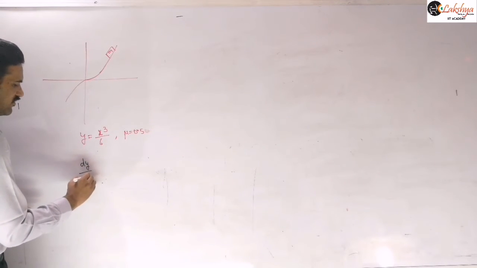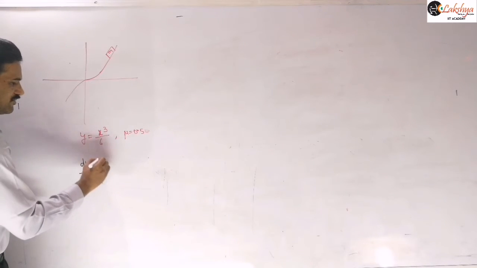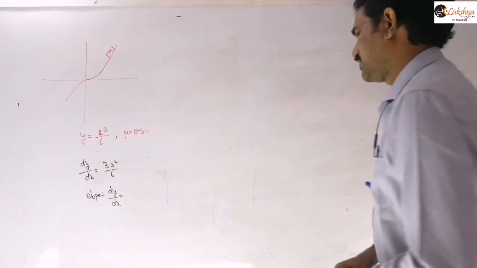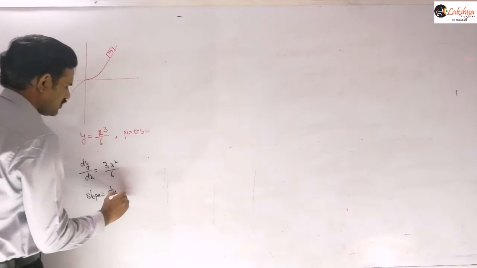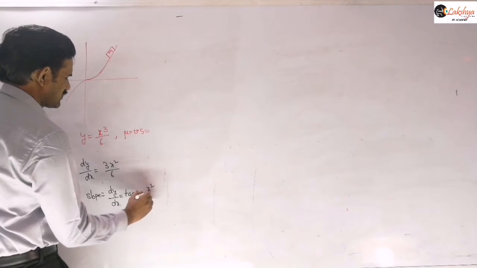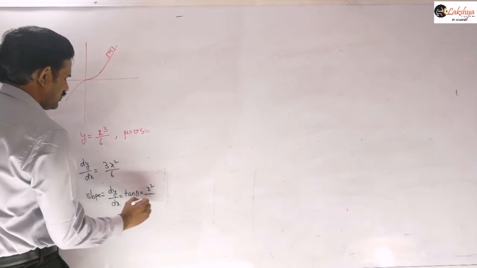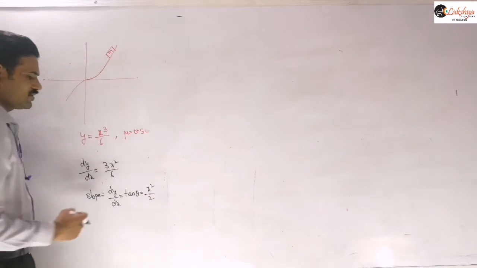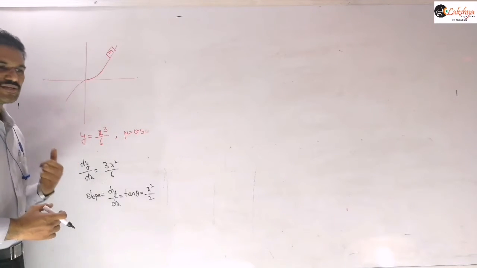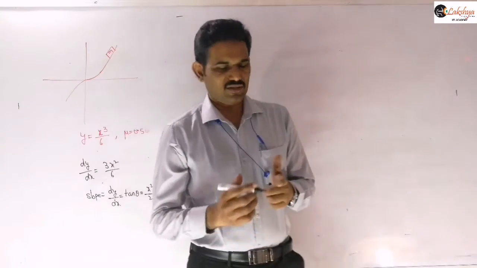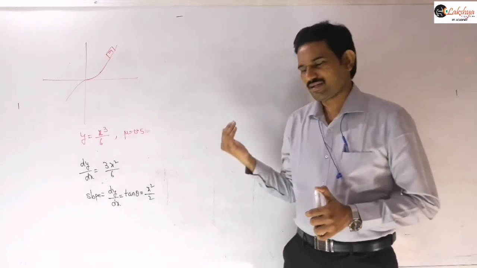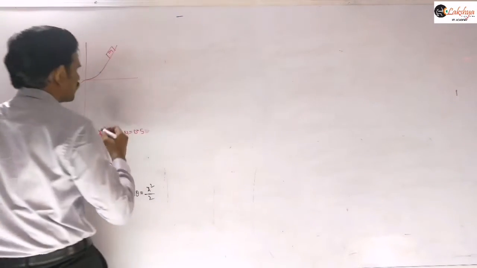Just find dy by dx, which is equal to 3x square by 6. So we can write this slope as tan theta equal to dy by dx, which is x square by 2. This is our tan theta value. When the body is at maximum equilibrium, the angle of repose must be equal to the angle of inclination, which is tan inverse mu. We already proved it previously.